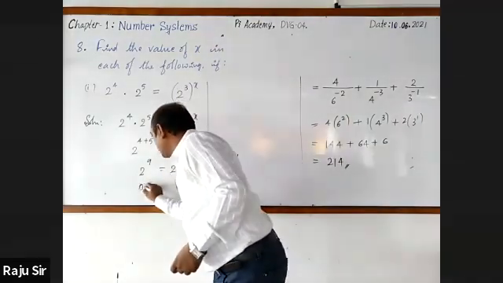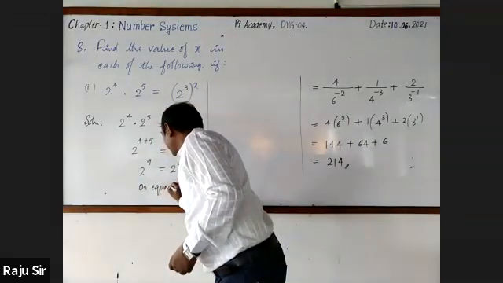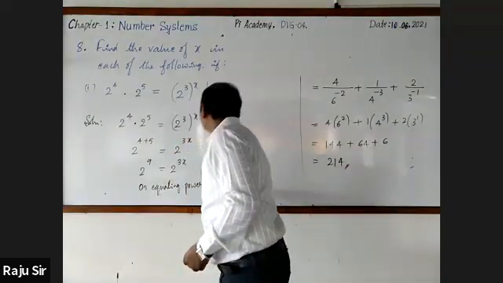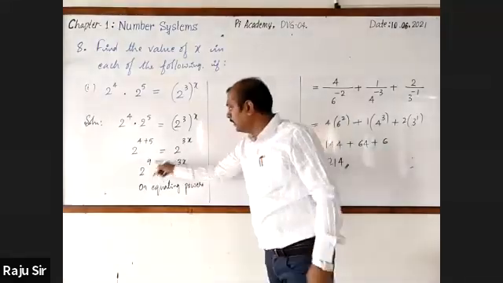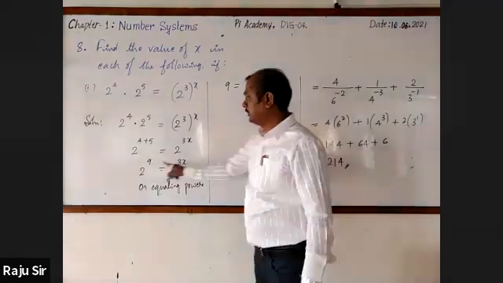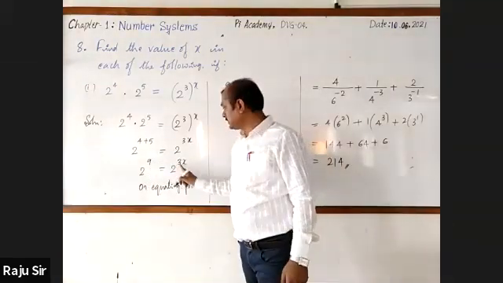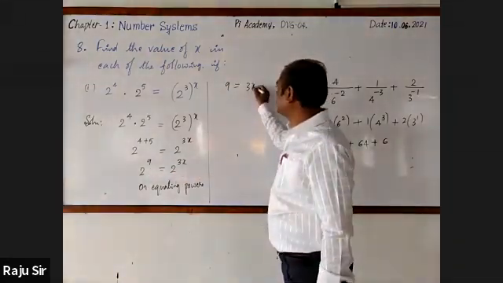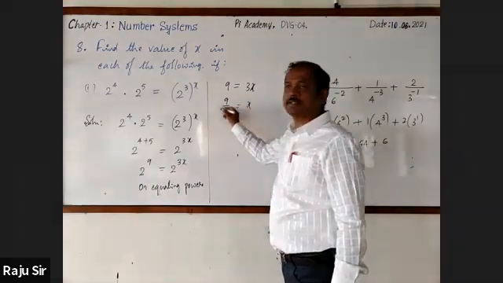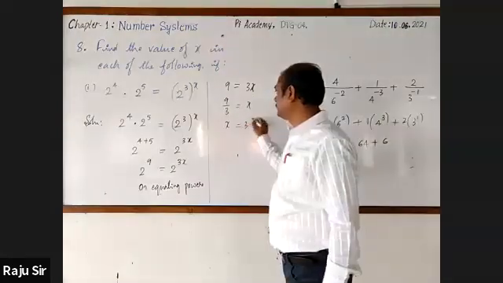On equating index or powers, you can write 9 is equal to 3x. Here power is 9, in RHS power is 3x. Now let us find out x value. 9 by 3 is equal to x. Cancel one. X equal to 3. Equal to 3, sir.